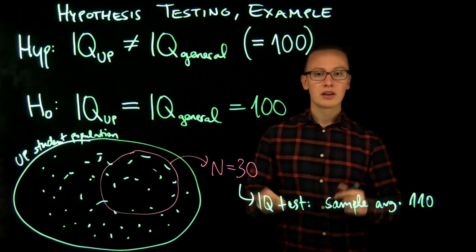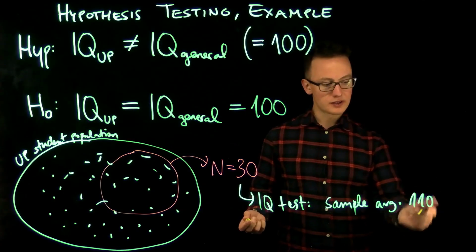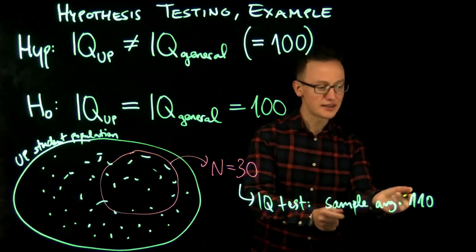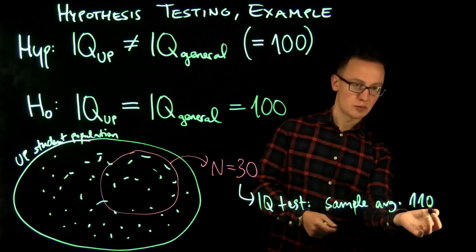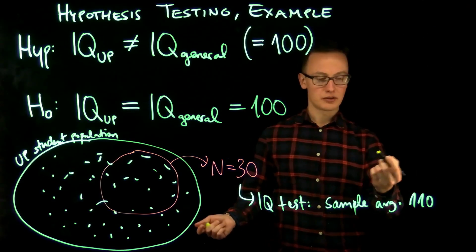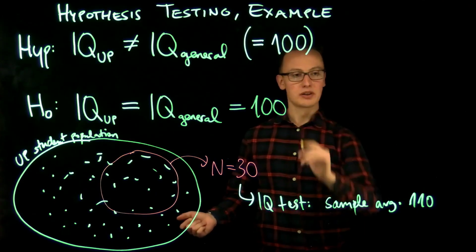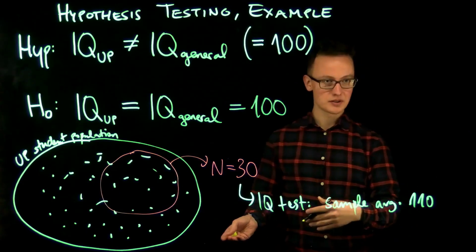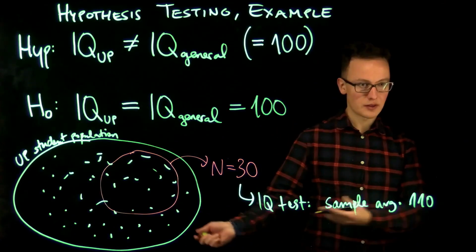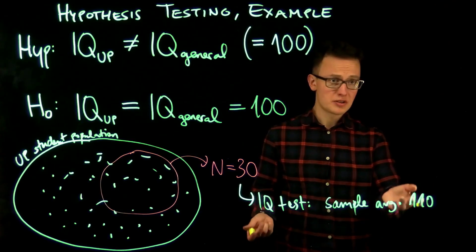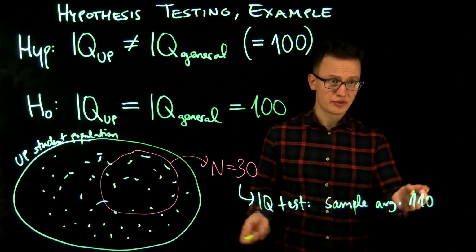Okay. Now, how meaningful is this result? We can see, just by looking at it with our bare eyes, that this is somewhat higher. It's 110, and the general population IQ is just 100. So does this mean that we have shown that Uni Potsdam students are in fact smarter than the general population? Or is this difference maybe just a result of randomness?